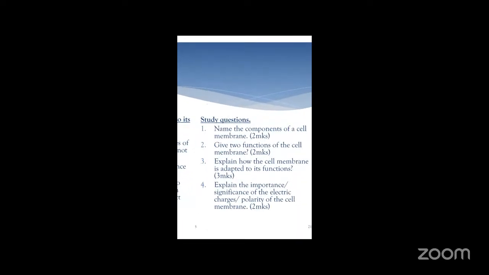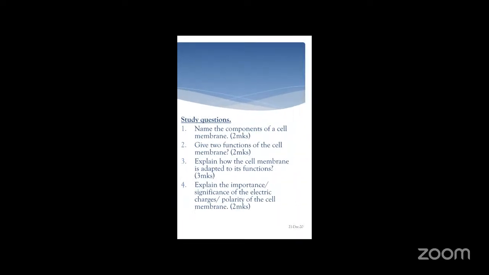Now, yesterday before we ended the lesson, we were doing these questions here, and I want us to begin with the questions before we introduce something else. Name the components of a cell membrane. That was the first question we did. In short, you've been asked, what makes up a cell membrane? What is found in its structure? And we said there are two things that make up a cell membrane: the protein layer and the phospholipid layer.